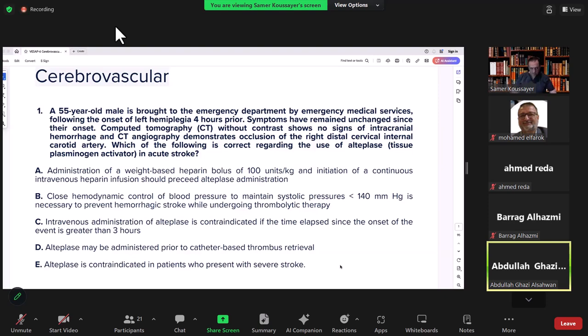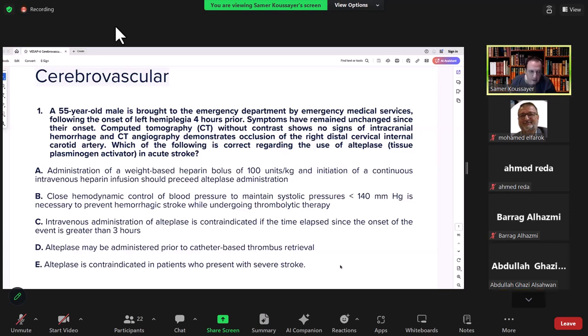Assalamu alaikum. So this is a 55-year-old male brought to the emergency department by emergency medical services following the onset of left hemiplegia 4 hours prior. Symptoms have remained unchanged since their onset. CT without contrast showed no signs of intracranial hemorrhage, and CT angiography demonstrates occlusion of the right distal cervical internal carotid artery. Which of the following is correct regarding the use of tissue plasminogen activator in acute stroke? A. Administration of a weight-based heparin bolus of 100 units per kg and initiation of continuous IV heparin infusion should proceed tPA administration. B. Close hemodynamic control.